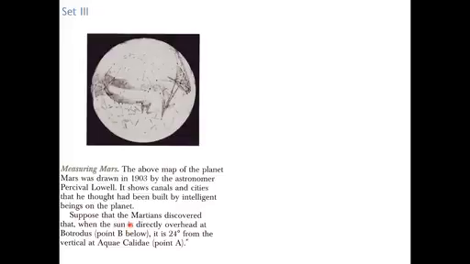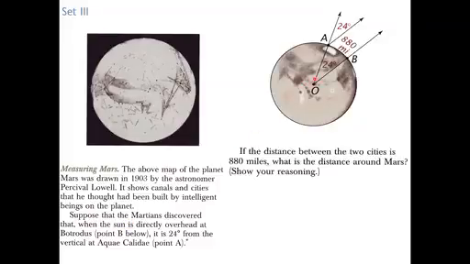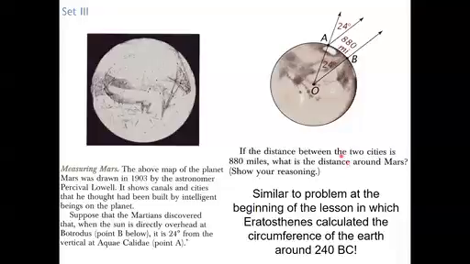24 degrees from vertical at Aquae Calidae. So here's that image. So when the sun is straight overhead here, it casts a shadow of 24 degrees here. And if the distance is 880 miles, what's the distance around Mars? There's actually enough in that picture to help you figure that out. And it's similar to a problem at the beginning of our lesson in which Eratosthenes calculated the circumference of the Earth 240 BC, way before a lot of scientific equipment.